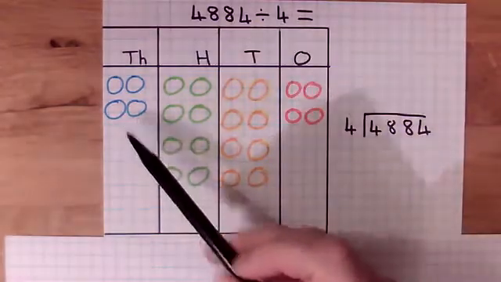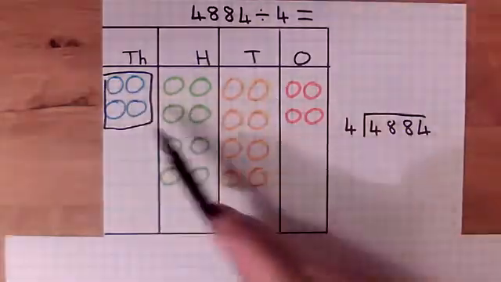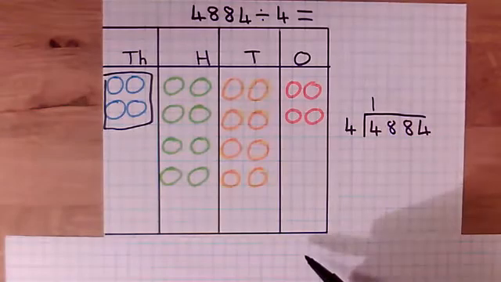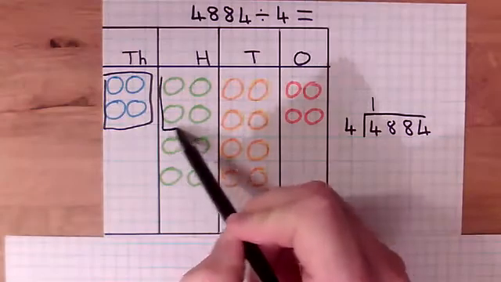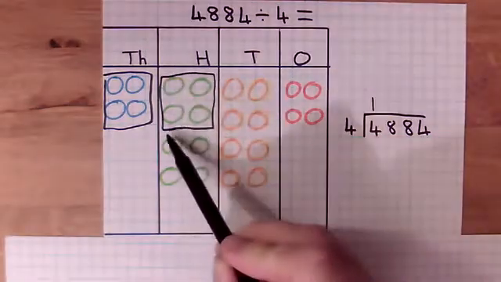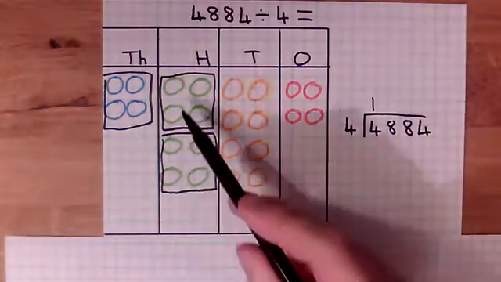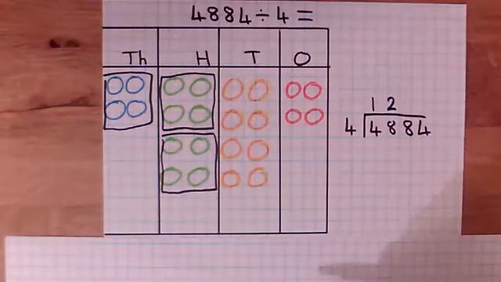So I can go to my thousands. I've got one group of 4 here. I've only got one, so 4 divided by 4 will give me 1. I've got 8 hundreds, so I've got one lot of 4, 2 lots of 4 there. So I've got 2 lots of 4. That gives me a 2 that's going to go above here.